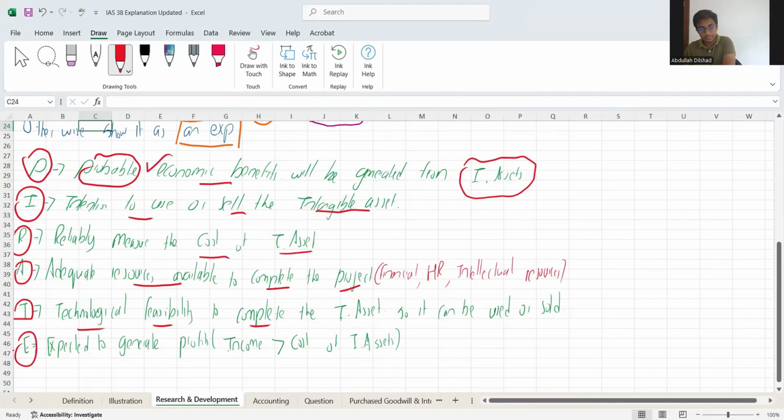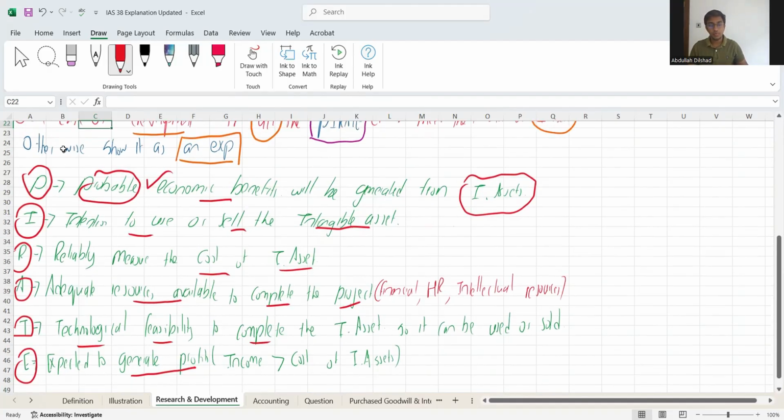In terms of E, expected to generate profits. Okay, you know what is profit, right? Income should be greater than the cost to produce that intangible asset. Normally, always we buy an asset. We as humans, we as businessmen, we like profits, right? So our expectation is to generate profits. Now, this is it in terms of PIRATE criteria, to identify whether I capitalize or show it as my intangible asset, or I expense my development cost. Okay.